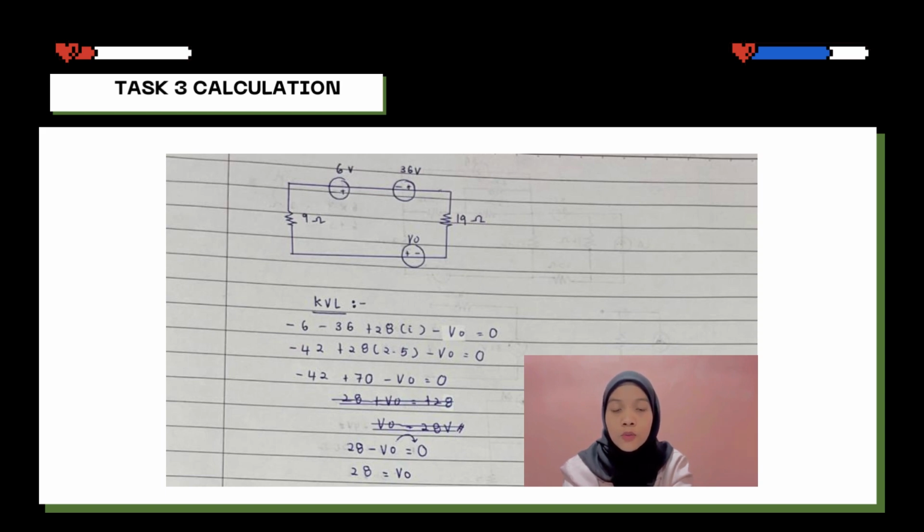Next, negative 42, because we calculate negative 6 and negative 36, we got negative 42, and the plus 28 I stays the same, with I replaced by 2.5 as the question states, and negative VO equal to 0. For line 3, negative 42, positive 70, negative VO equal to 0. Then negative 42 plus 70, we got 28, and negative VO stays in the same condition, equal to 0. Then to make VO positive, we bring it back, and the answer is 28 equal to VO. So we got the answer.